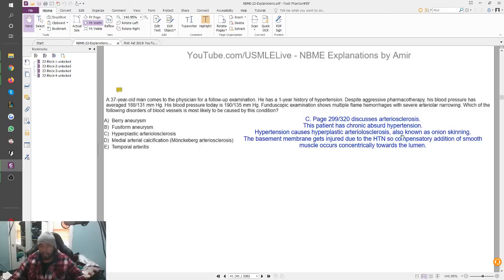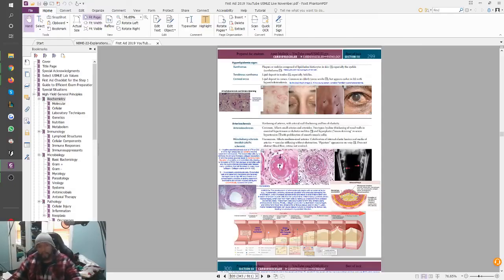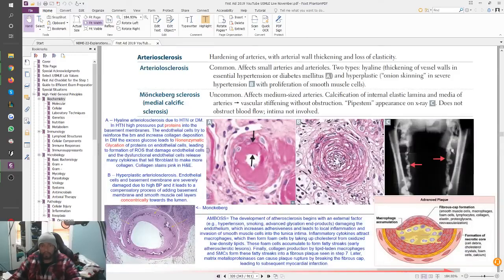Hypertension causes hyperplastic arteriolosclerosis, also known as onion skinning. The basal membrane gets injured due to the hypertension, so compensatory addition of smooth muscle occurs concentrically towards the lumen, right? And First Aid has that, so let's take a look at it real quick. Right, so that's all your stuff right here. So you can see image B over here is showing you the onion skinning in severe hypertension.